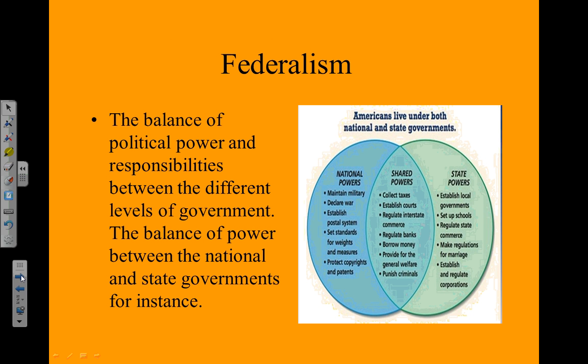Federalism. Federalism is a word that we use in our studies to talk about the balance of political power and responsibilities between different levels of government. The balance of power between the national and state governments, for instance. This is a Venn diagram. What you see over here in the darker blue are powers held by the national government. Over here in the teal, we have powers that are held by the state governments. And the power that seems to overlap is exactly that of federalism. These are the powers that are shared amongst the two levels of government. Federalism.